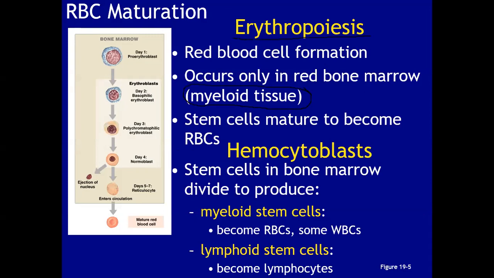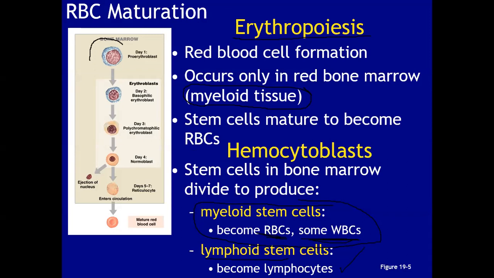Okay, erythropoiesis. So we've got that hemocytoblast that is in the bone marrow that can either go and turn into a myeloid stem cell. And with that one, we can make the red blood cells and most of the white blood cells. If it becomes a lymphoidal stem cell, we're just making lymphocytes. But we're going to start out with that myeloid stem cell producing a pro-erythrocyte. That's in day one. And notice there's a big nucleus here.